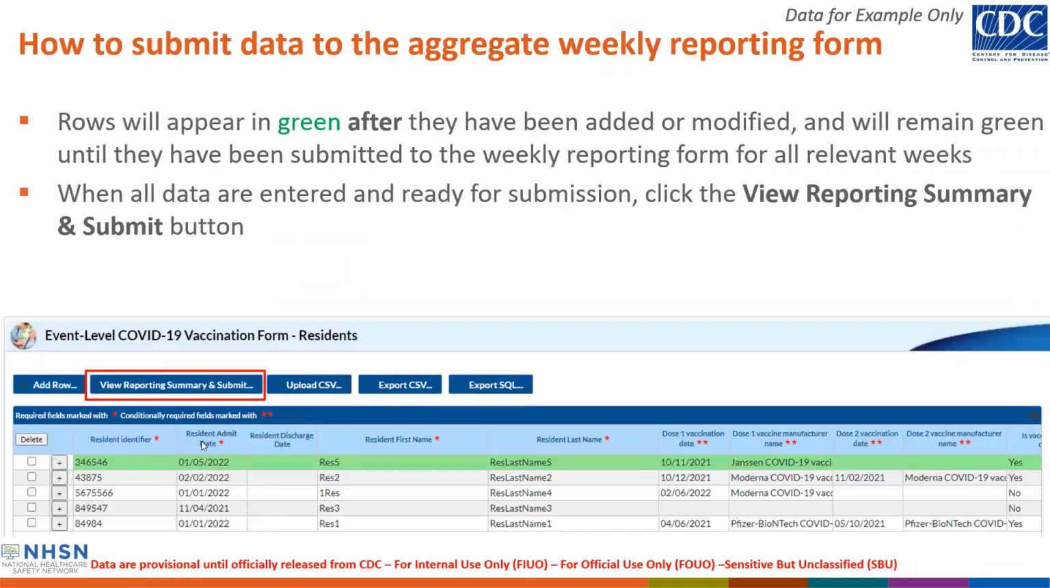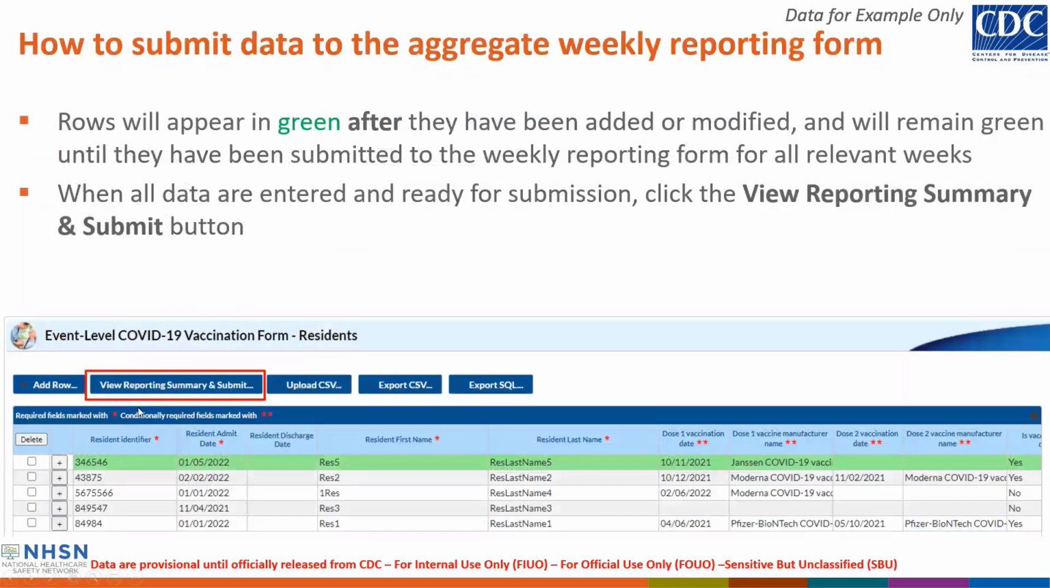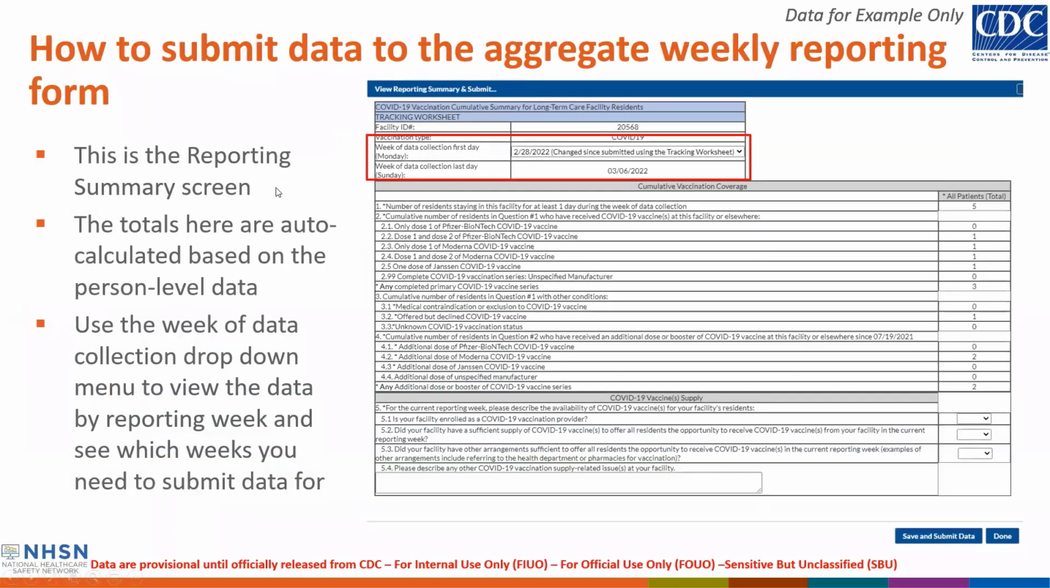So backing up, in this scenario, we either added this new person or we modified something on their row. So now this row is showing up in green because it has been either added or modified, and it has not yet been submitted to all weeks in the reporting summary. And when you click this View Reporting Summary and Submit button, this is what it will look like. It takes you to the reporting summary screen. And what you want to do is take this drop down here. It says week of data collection, first day. So this is the first day of the reporting week. And you'll click this and click the week that you want to submit data for.